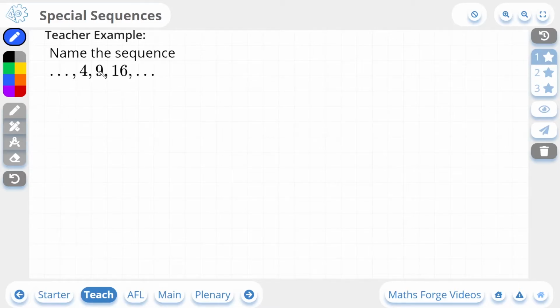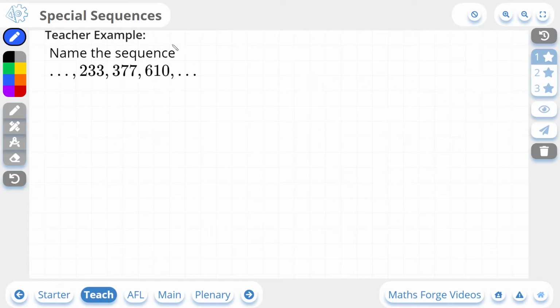Here we have 4, 9, 16. I know from practice that these are the square numbers, and we can test this out. The square root of 4 gives us 2. The square root of 9 gives us 3. The square root of 16 gives us 4. As you can see, square rooting all of the terms in this sequence gives us whole numbers, and therefore we are dealing with the square numbers. And if we check our answer, there it is.